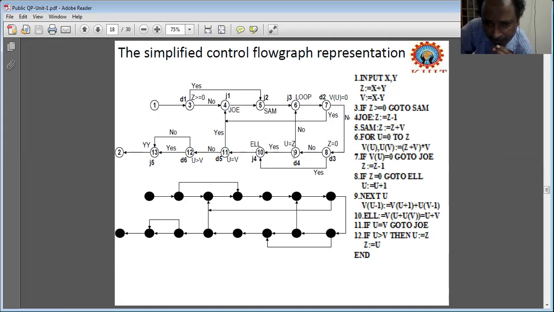Then at 9, you have to check whether U equal to Z or not. If it is U equal to Z, then it comes to 10. If U is not equal to Z, then it goes to 6. You know about that one. So that's why here you write U equal to Z. At 10, they specify the L. At 11, you have to check the condition if U equal to V. At 12, if U greater than V. Like that we can specify; this is nothing but the simplified control flow of implementation. This one in short you can specify like this.